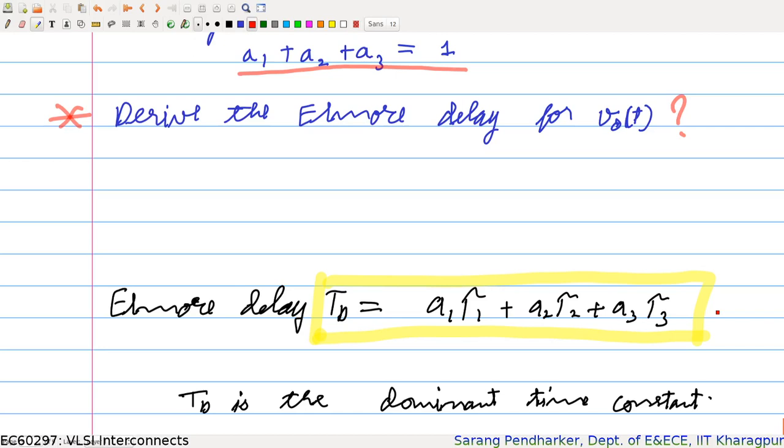In the next lecture we will see how this definition of Elmore delay helps us in defining the delay for an interconnect. Right. So with that I will stop here. We will meet in the next lecture. Good day.